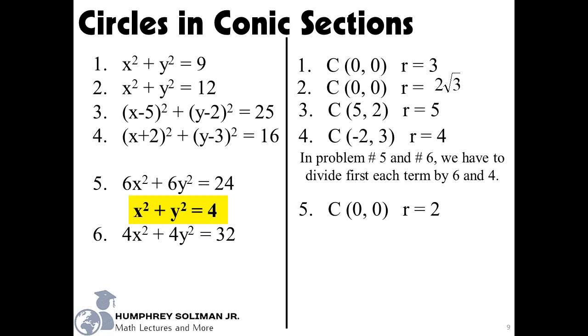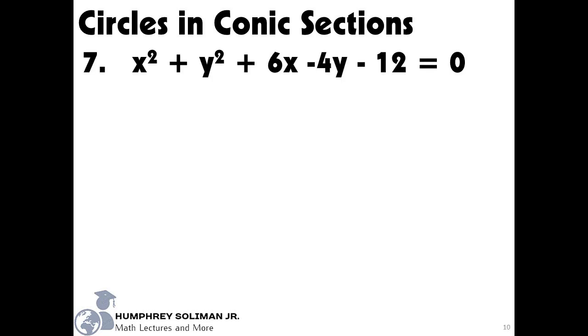In the same way, number 6 needs to be divided by 4 on both sides. We now have x squared plus y squared equals 8. The center is (0, 0), and the radius is 2 square root of 2. And now, number 7. x squared plus y squared plus 6x minus 4y minus 12 equals 0. This is in general form, and we need to write this first into standard form.